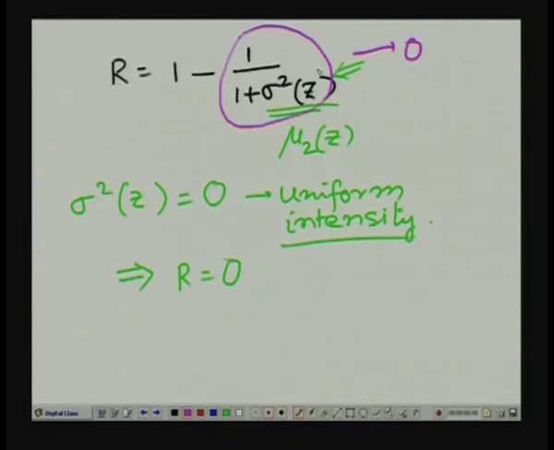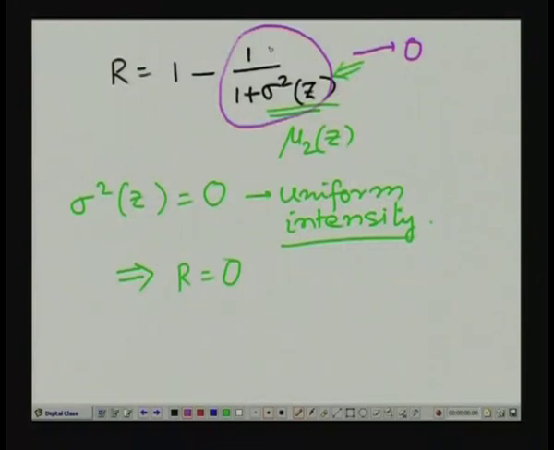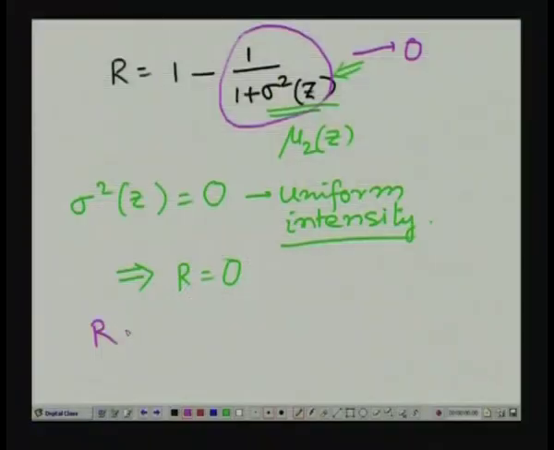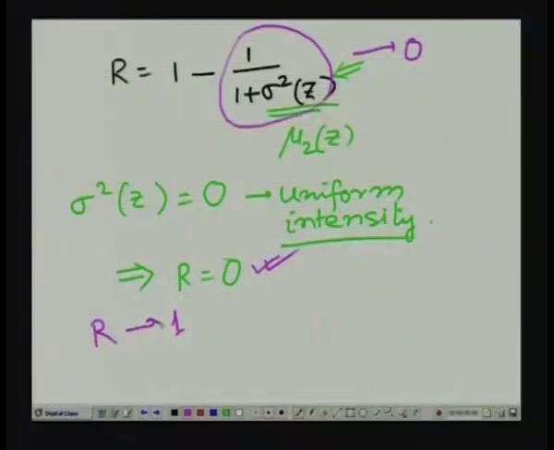As you increase sigma squared z more and more, the value of this quantity 1 upon 1 plus sigma square z tends to be 0. So, as the surface becomes more rough, in the sense there is more variation of intensity values in the image, the value of R tends to be 1. So, for a completely uniform surface, we have value of R equal to 0, whereas for rough surface, depending upon the degree of roughness or the degree of variation of intensity values, value of R increases and it reaches a maximum value equal to 1.